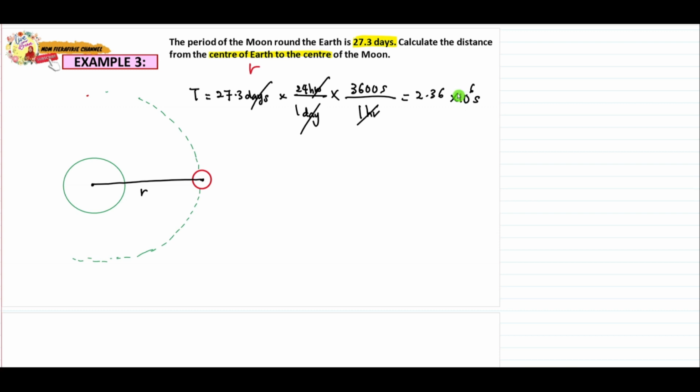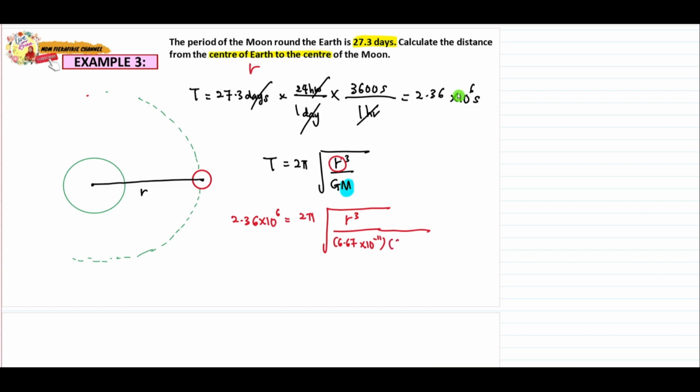So now we want to find R. This is very simple. We can straightly substitute in the equation given. Remember the equation is given. And this is the mass of the earth, M. Now we want to find R. So we can substitute all the values that we have here. Make sure you press the calculator carefully. So R cubed over GM, where GM is equal to 6.67 exponent negative 11 times the mass of the earth, which is given.